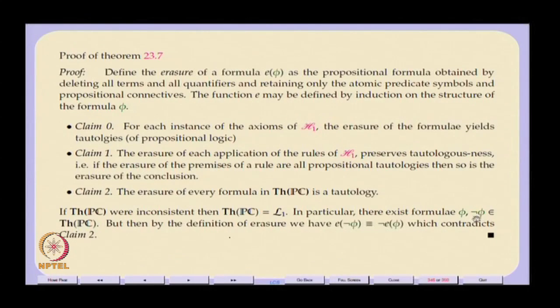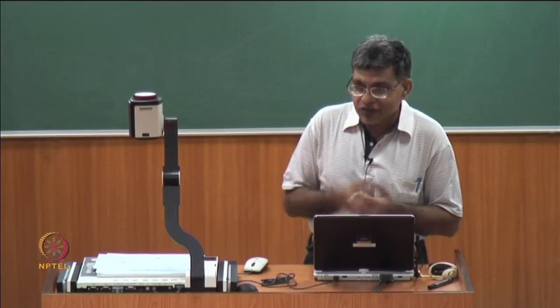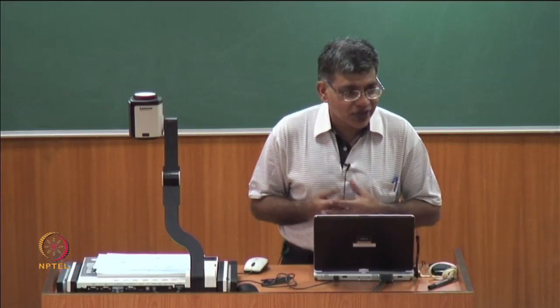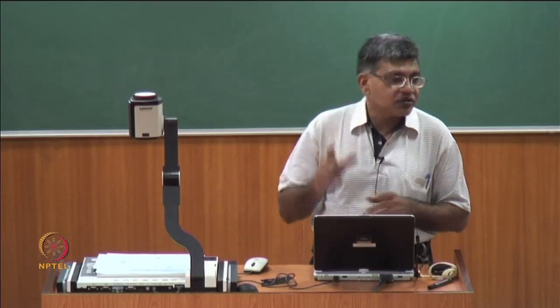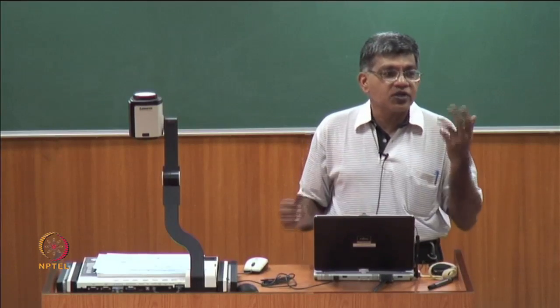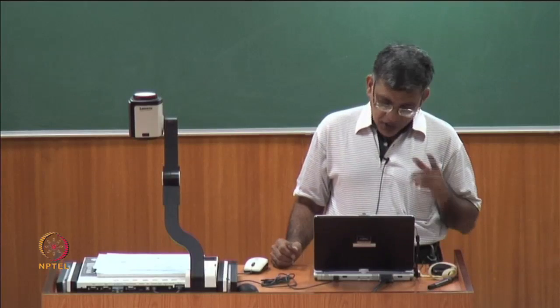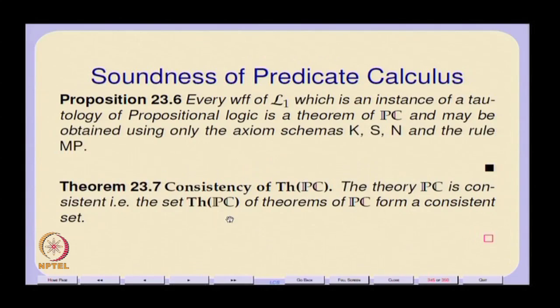But if phi and not phi both belong to the theory of PC, then their erasures should both be tautologies, but not does not get erased. So the erasure of not phi is just not of the erasure of phi. So you will get a contradiction in propositional logic, which is not possible, because we know that propositional logic is sound and creates only tautologies. So therefore, the theory of PC is consistent. All right.